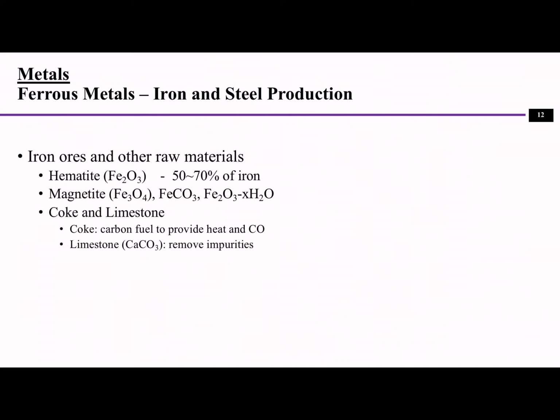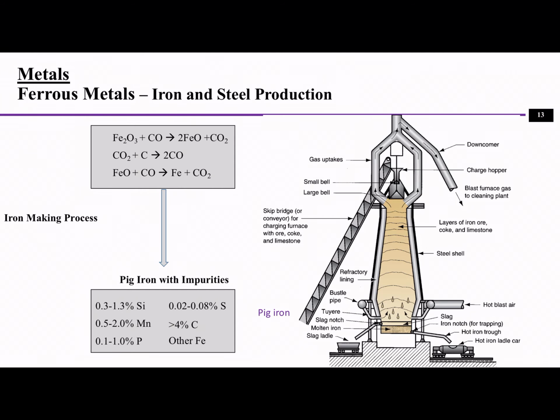So for iron and steel production, usually it starts with iron ores and also some other raw materials. You can see hematite has 50 to 70% of iron. Magnetite has this, and also the coke and limestone. These are all raw materials we get from nature. And this is the general production process for iron and steel.